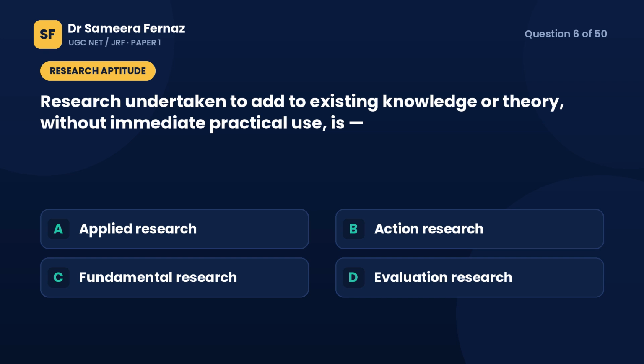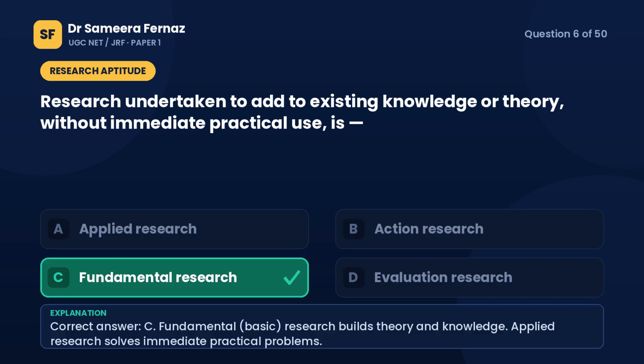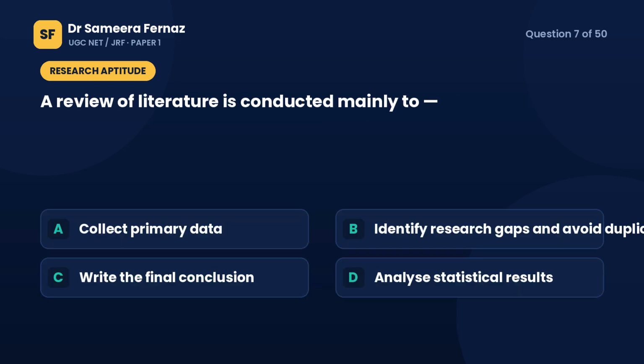Question number 6, Research Aptitude. Research done just to grow knowledge with no immediate use. What is it called? So the correct answer is option A, fundamental research. It builds theory, applied research solves real problems.